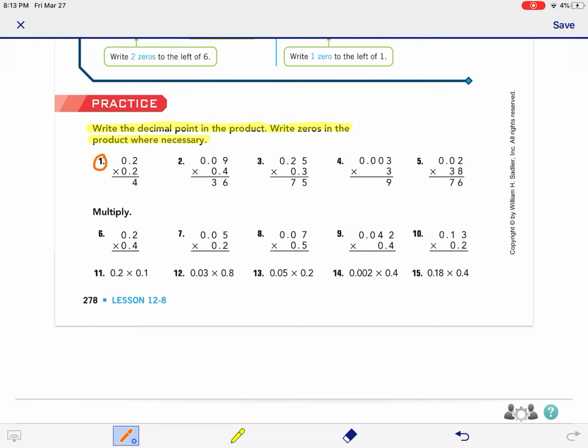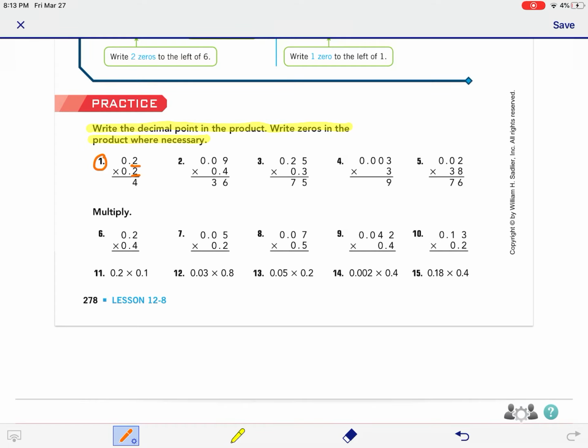All right, the second step, remember we said we are going to add up how many decimal places there are in each of the factors, and then we're going to make sure that the product has the same amount of decimal places. So we've got 1 decimal place there, 1 decimal place there. So that's 2 decimal places. So we need to make sure that our product also matches and has 2 decimal places. So we've got a 4 right there.